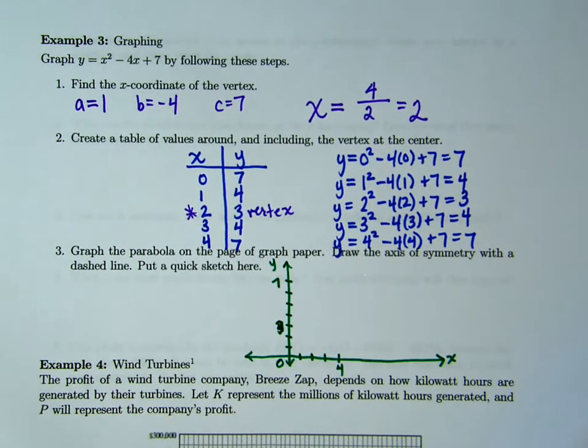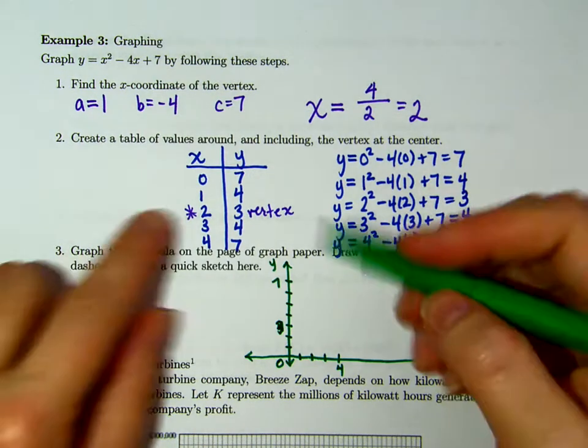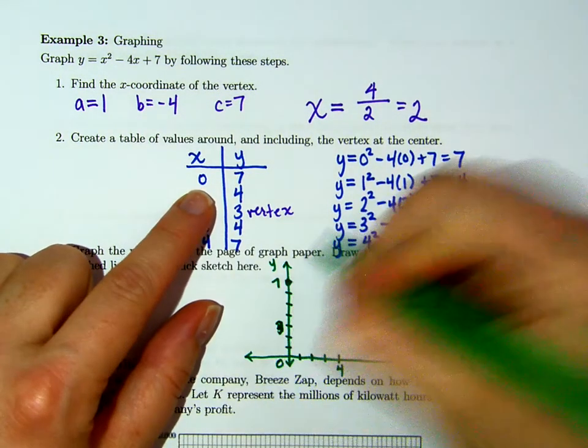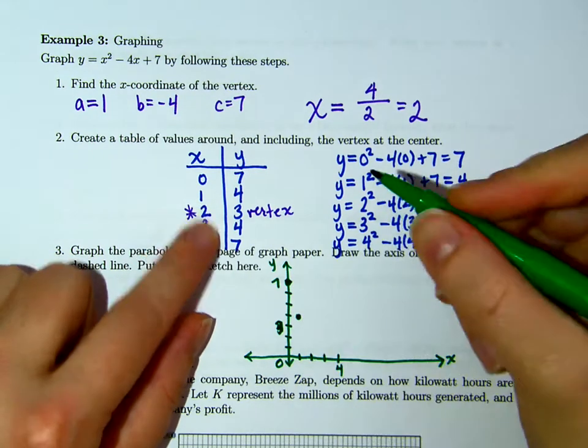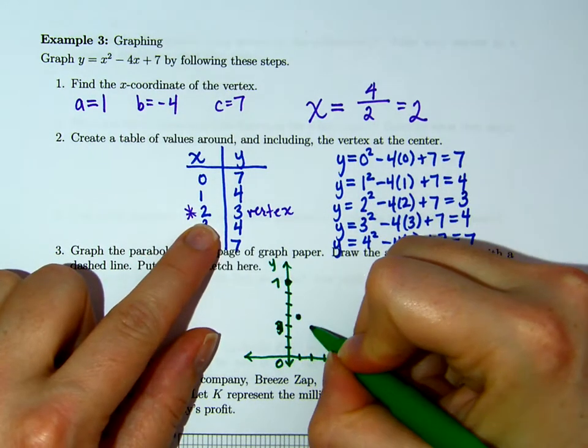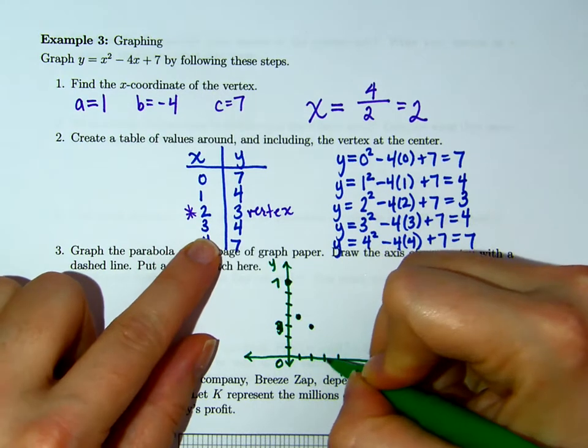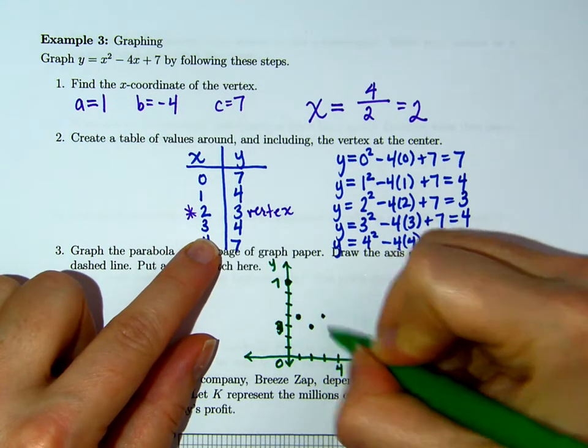Unless we forget, we always start at 0. Let's map. 0, 7. Done. 1, 4. Gotcha. 2, 3. That's our peak. And now we go with the symmetrical points.